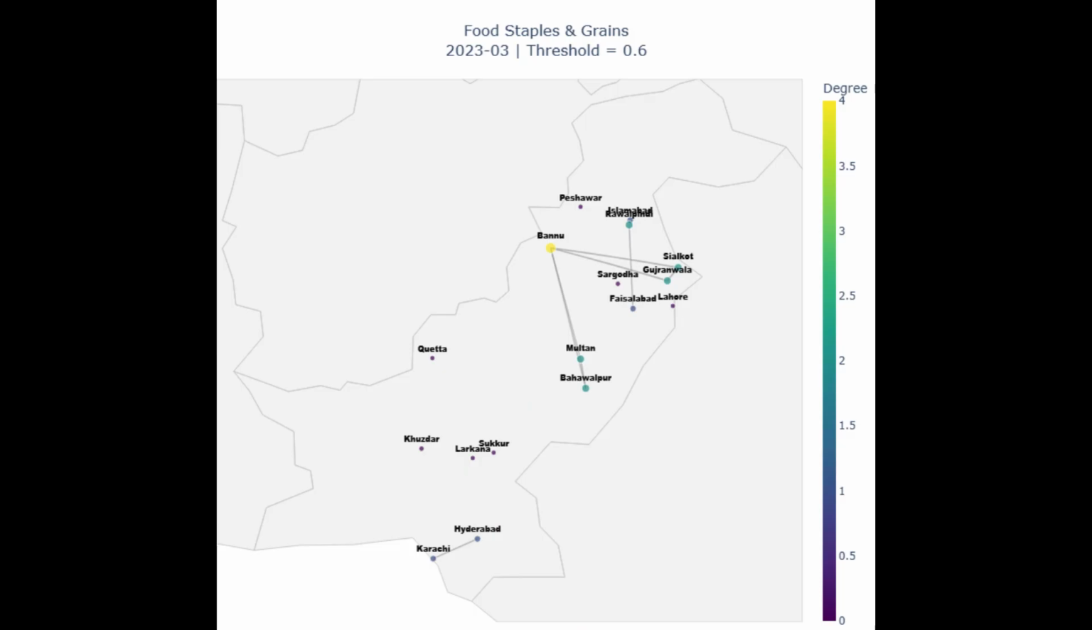We tested multiple thresholds using food staples data from March of 2023. A threshold of 0.6 gave us 9 edges, a threshold of 0.7 gave us 6 edges, and a threshold of 0.8 gave us 4 edges. Higher thresholds revealed only the most tightly coupled cities.